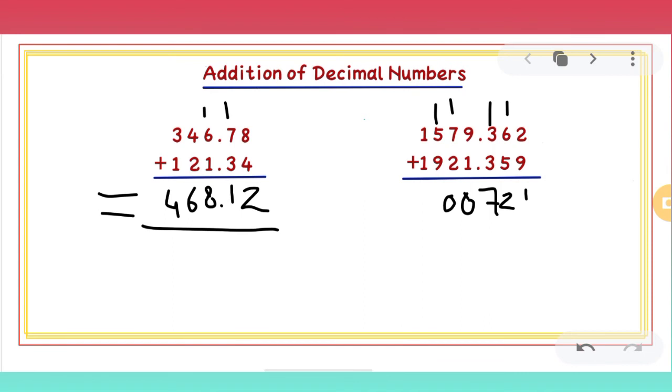Now 5 plus 1 is 6. 6 plus 9 is 15. So 5 will be here and 1 carry. Now 1 plus 1 plus 1 will be your 3. The decimal is here, so it will come here only. See students, please take care of this point. The decimal will be just below the decimal. See, in both the cases the decimal will be just below the decimal. So in this way we can simply add any decimal number.